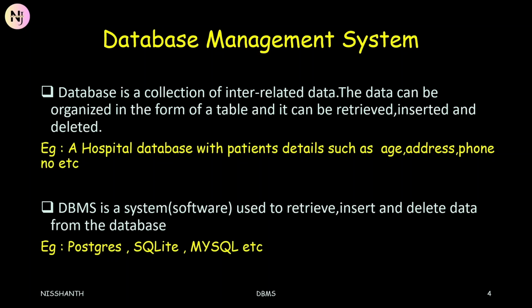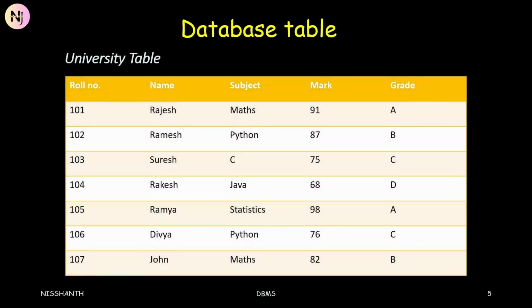This is an example of a database table. Here I have presented you with a university table. This is just for illustration. It's a sample table. This table has 5 columns and 7 rows. We have the following columns: roll number, name, subject, mark, grade, and corresponding entries are given in the rows. Each student has a particular subject, corresponding mark, and the grade that he has obtained in that subject.